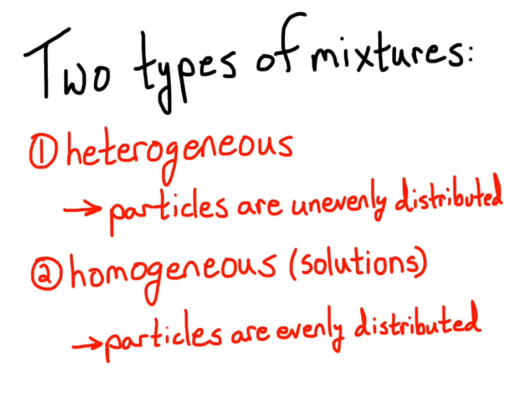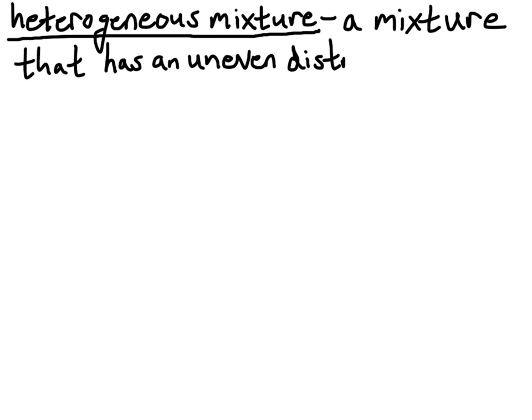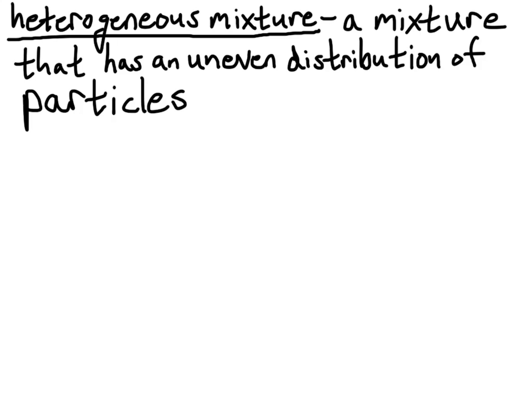Okay, this video is primarily about heterogeneous mixtures. So first, again, we'll start off by defining the heterogeneous mixture. A heterogeneous mixture, and I've already described it a little bit, is a mixture that has an uneven distribution of particles. And that's our basic definition of a heterogeneous mixture.